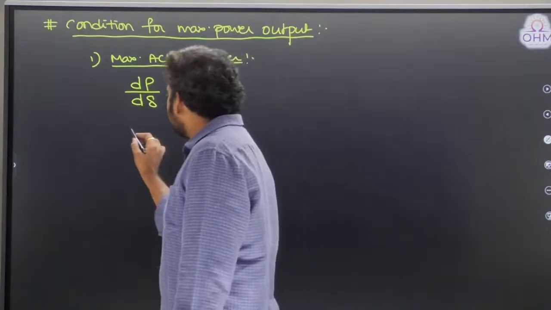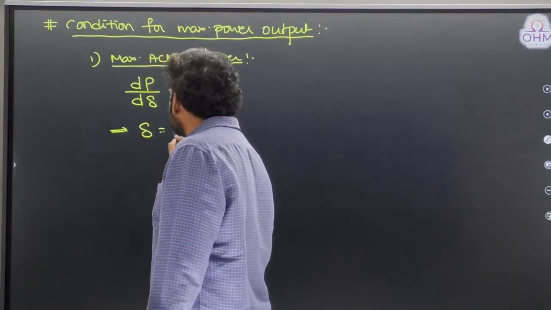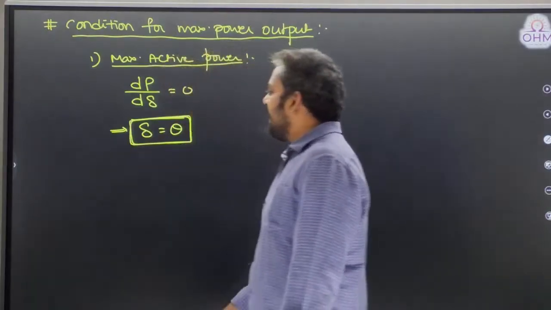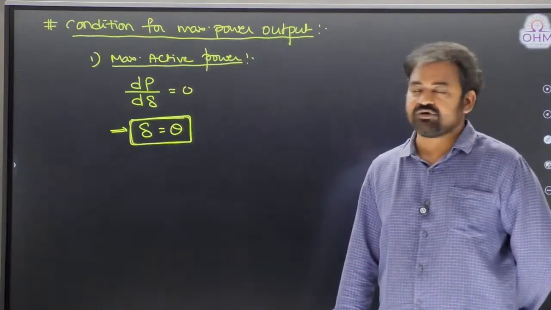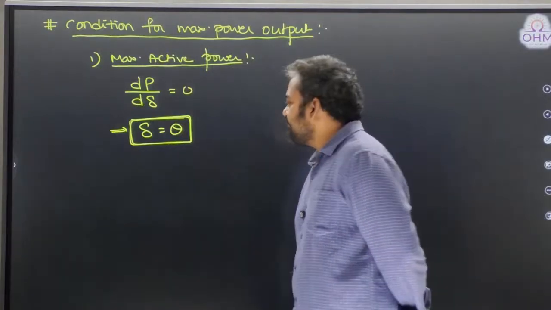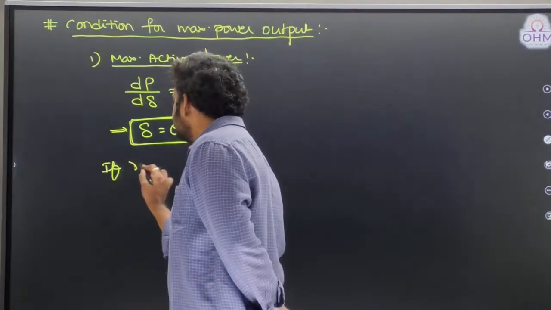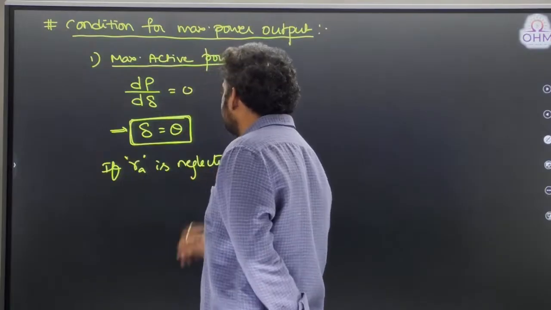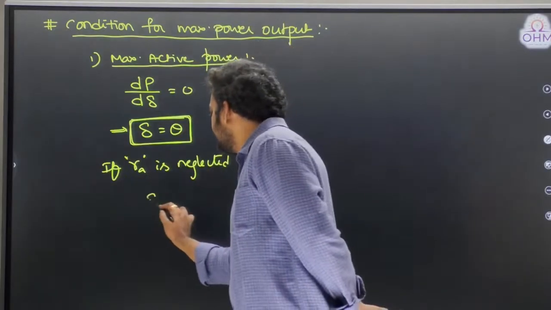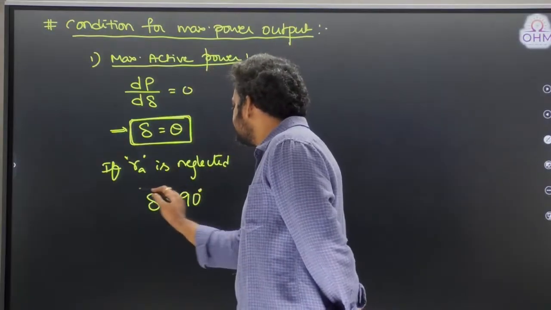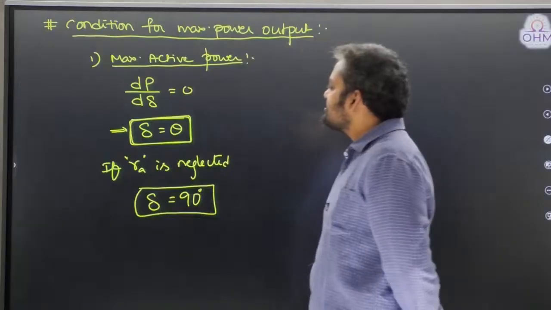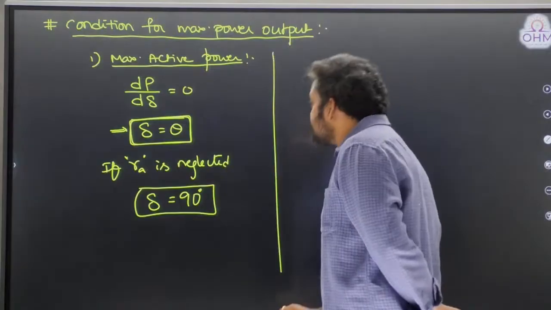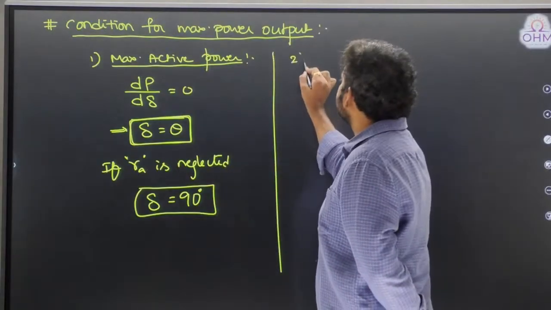Okay, then you will get a condition like delta is equal to theta. This is the condition. If delta is equal to theta, then active power will be maximum. Understand? But if armature resistance is neglected, suppose RA is neglected, what is going to be that theta value? 90 degrees, right? Therefore, delta will be equal to 90 degrees. Okay, so this is the condition for maximum active power. Similarly, we will find out what is the condition for maximum reactive power.